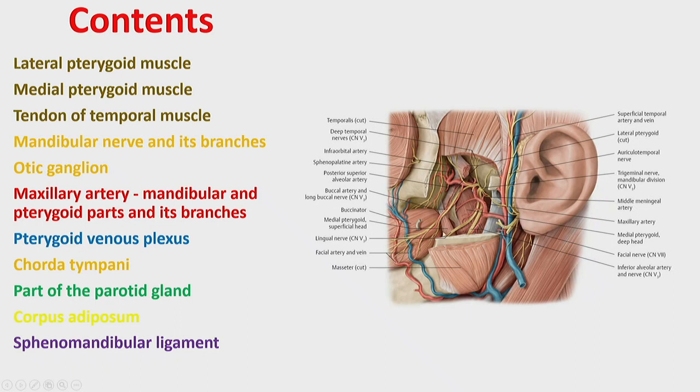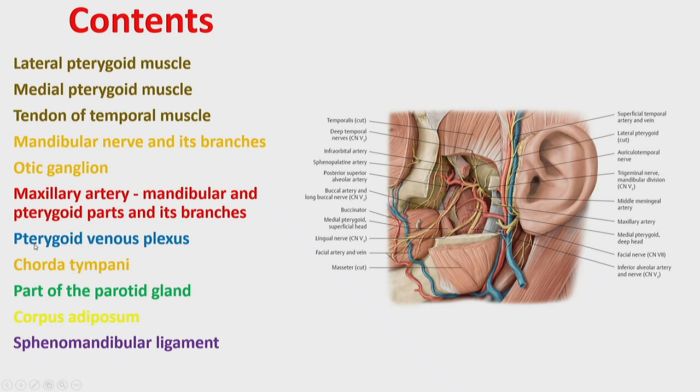The part that is behind the ramus of the mandible, which is cut here, is the mandibular part, or sometimes called the first part. The course that goes between the medial and lateral pterygoid muscle is called the pterygoid part. And then the course that enters the pterygopalatine fossa, which we are going to discuss, through the maxillary fissure, is called the pterygopalatine part of the maxillary artery, or the third part. And all the branches of the first part and second part of the maxillary artery are inside the infratemporal fossa, which we are going to discuss.